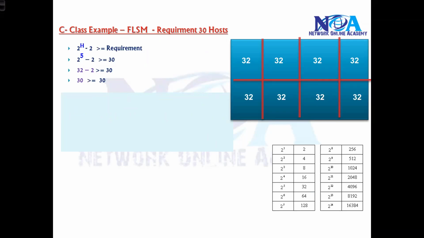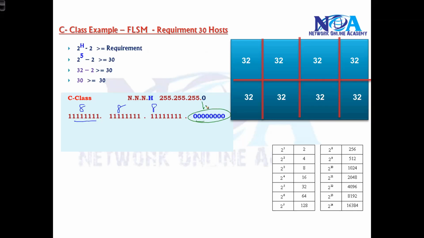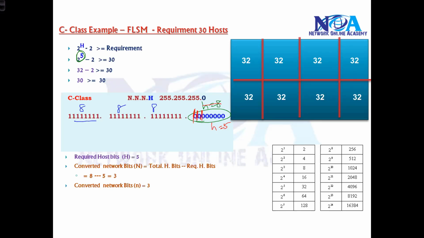Now by default a C class will have 24 network bits. We have 8, 8, 8, and how many host bits by default? There are 8 host bits. Do I need 8 host bits? We don't need 8. We need only 5, which means the remaining 3 are not needed. So I'll be using host bits only 5. The remaining 3 will be converted. So the required host bits are 5. Out of the total 8, I'm using only 5, which means the remaining 3 I have to convert.